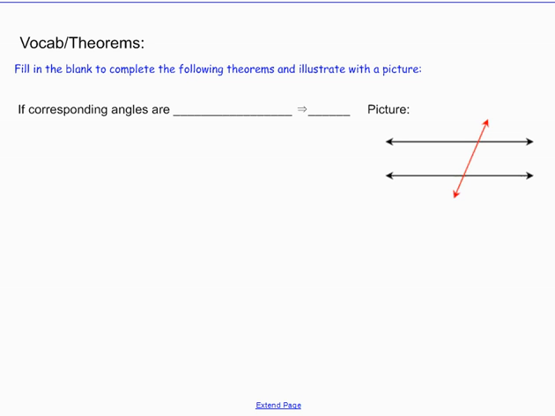We see if corresponding angles are, we are going to put in here congruent, then we have parallel lines. So corresponding angles, remember, corresponding angles are like the intersection of the high school, like we talked about in class, and Walgreens. Those are corresponding angles.